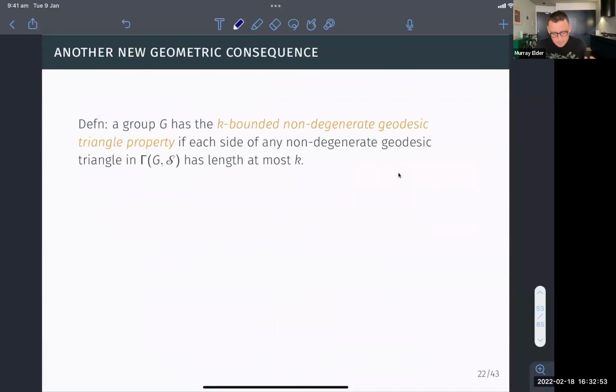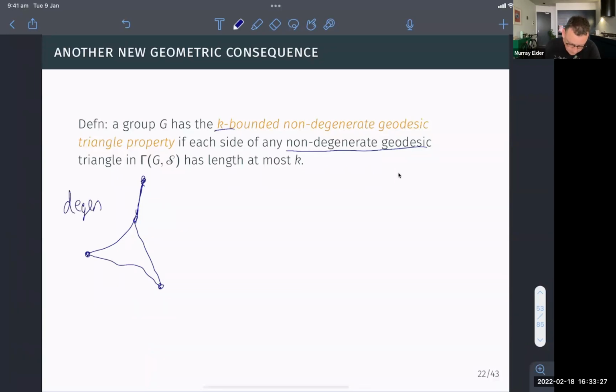So here's another geometric consequence that is now our geometric characterization, so this is the less easy statement. So definition: a group has the K-bounded non-degenerate triangle property, where K is an integer, if each side of any non-degenerate geodesic triangle, so a degenerate geodesic triangle is when you have a geodesic and then it follows on itself and then splits off, and then maybe it does that. So that would be degenerate. So a non-degenerate one is when you branch off straight away, that there are no connections there.